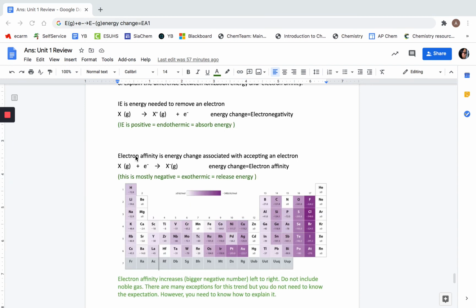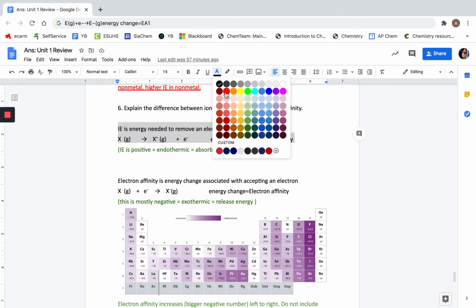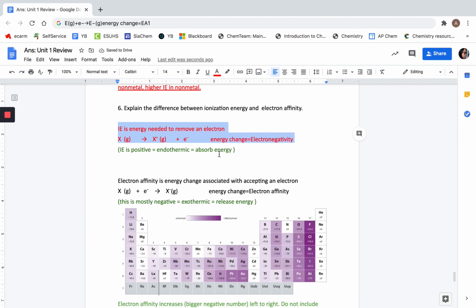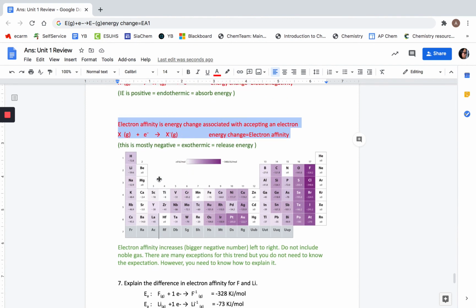Okay, so I redid this part to add a little bit more information. So ionization energy is energy added, energy needed to remove an electron. As always, because you need energy, it is endothermic, or you're going to absorb the energy for this process to happen. But on the other hand, electron affinity is an energy change associated with accepting an electron. So here is an example equation, and this electron affinity, like I said, is energy change. This is mostly a negative number, which means exothermic, or release energy.